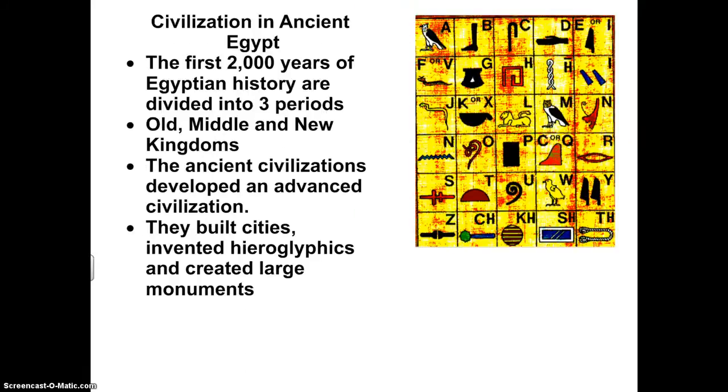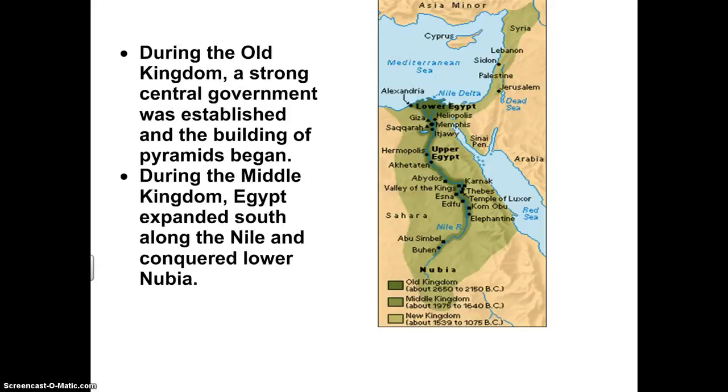Ancient Egypt. The first 2,000 years of Egyptian history are divided into 3 periods, and we'll go through each one specifically in a couple of minutes. You had the Old Kingdom, the Middle Kingdom, and the New Kingdom. The ancient Egyptians developed an advanced civilization. They built huge cities out of stone, invented hieroglyphics, a system of pictographs which became the writing system, and they created large monuments. I'm sure you're all familiar with the pyramids and the Sphinx.